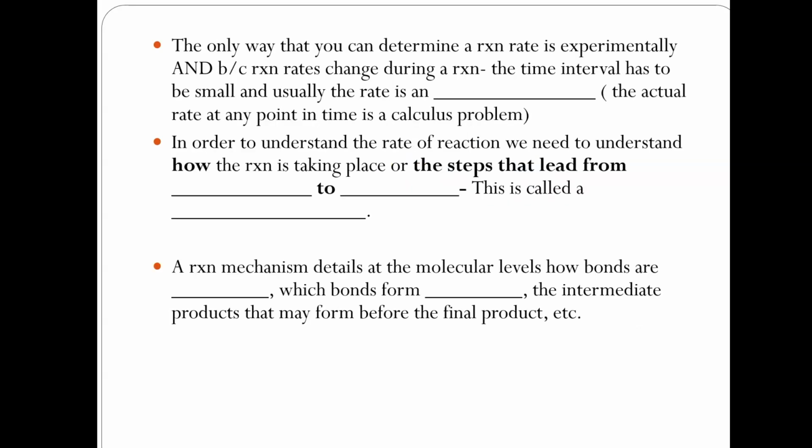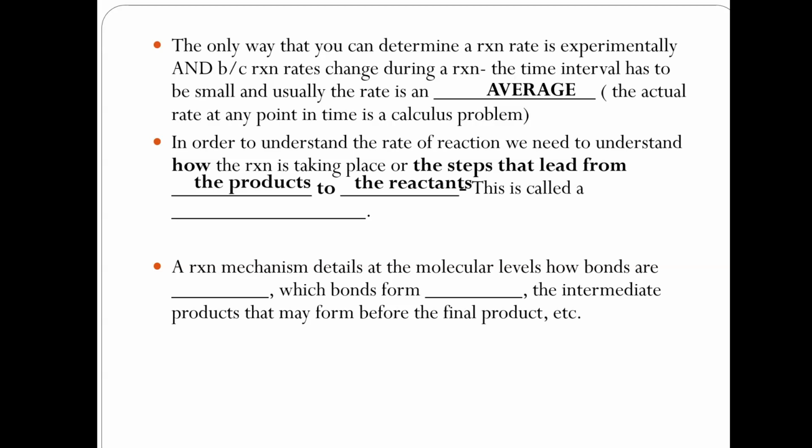The only way that we can determine a reaction rate experimentally, because reaction rates have to change during reaction time, and a lot of times that reaction rate can be so small that they have to do several experiments in order to figure out the average reaction rate. Some of them are so fast that we would miss it, so we have to take an average of them.